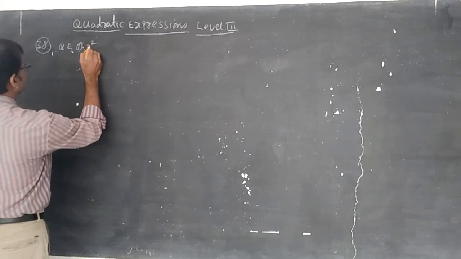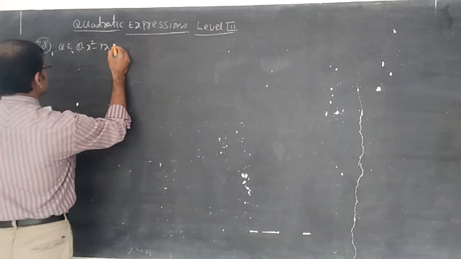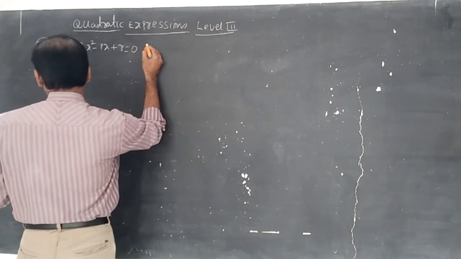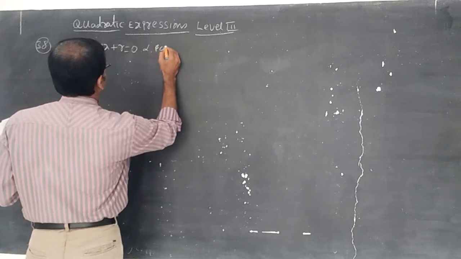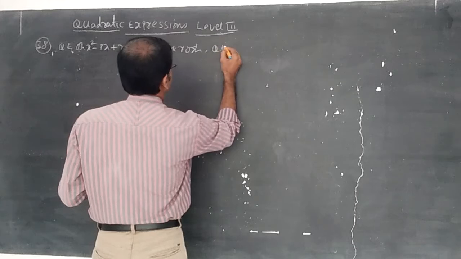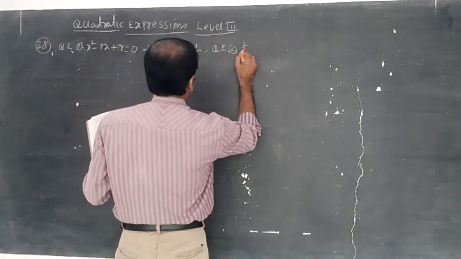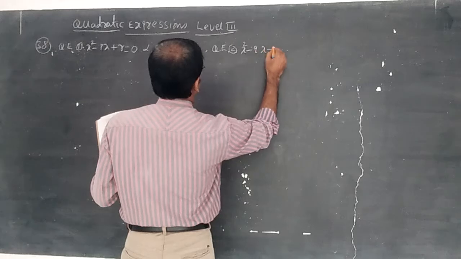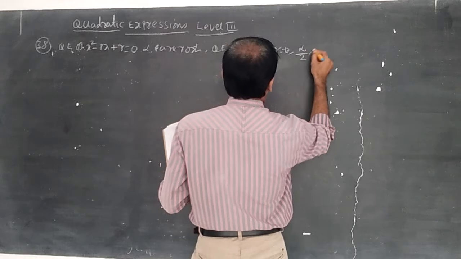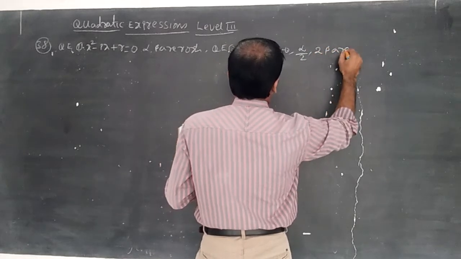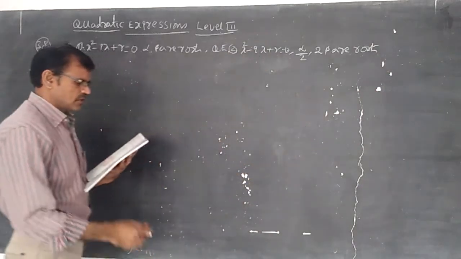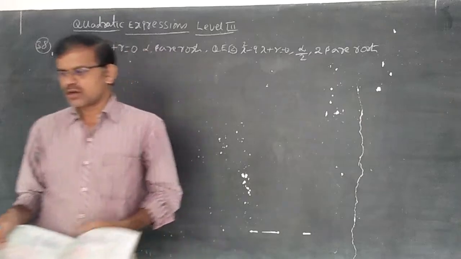Let us write QE1, quadratic equation 1: x square minus px plus r is equal to 0. Roots of this equation are alpha, beta. Next, QE2: x square minus qx plus r is equal to 0. Here alpha by 2, 2 beta are roots. Then we should calculate the value of r.